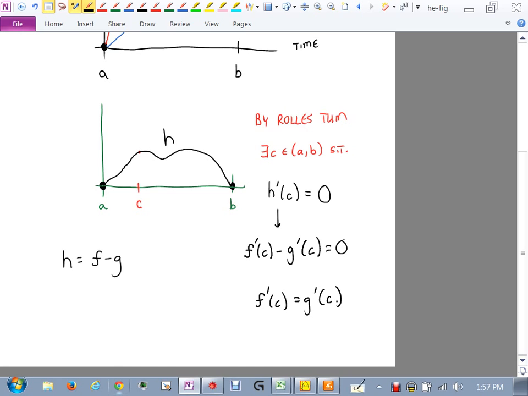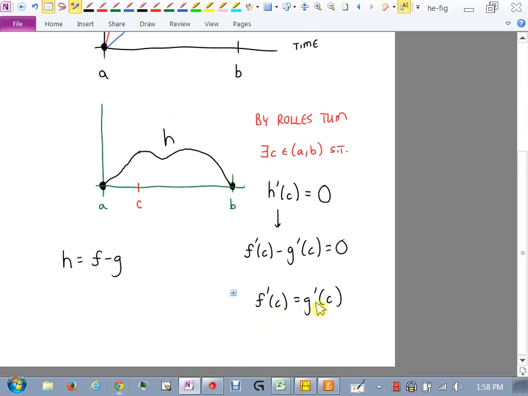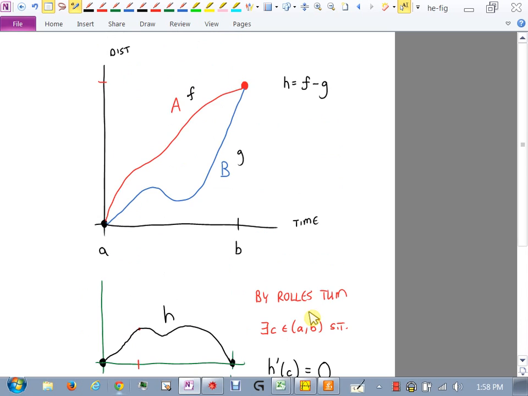So what we've said is that there exists a C inside AB where the derivative of F at that point is the same as the derivative of G at that point, but the derivative of F and the derivative of G is exactly the speed, right? The speed. So there is a point somewhere in there between A and B, somewhere after the clock started, somewhere before the end of the race, where at that exact same moment in time, both cars were going the exact same speed. It's guaranteed by Rolle's theorem.